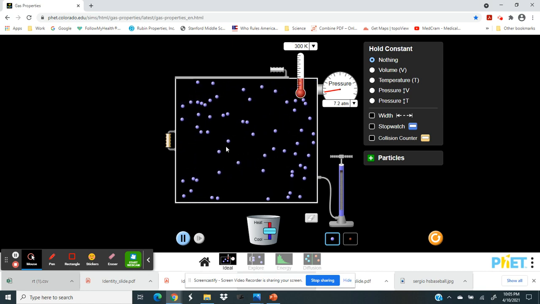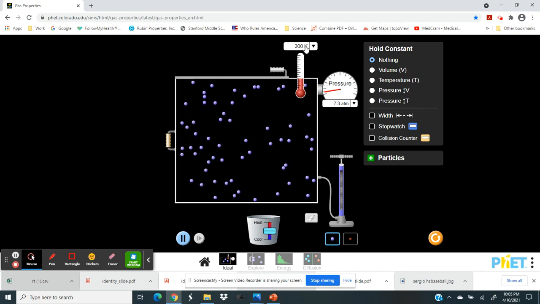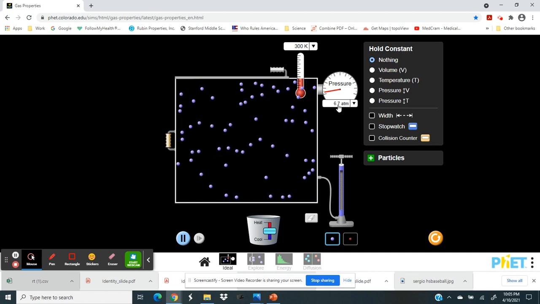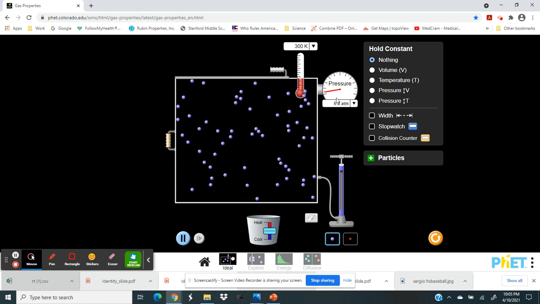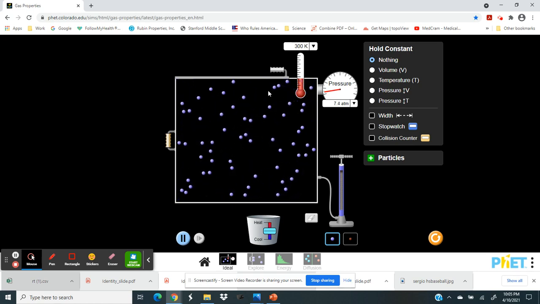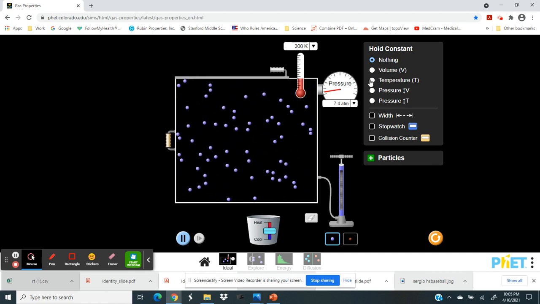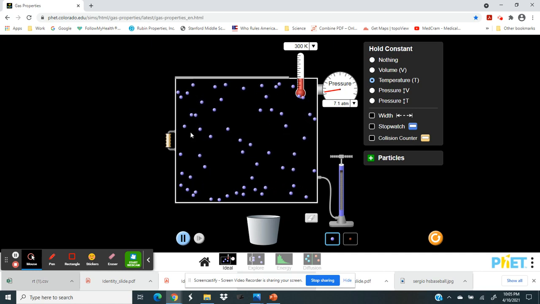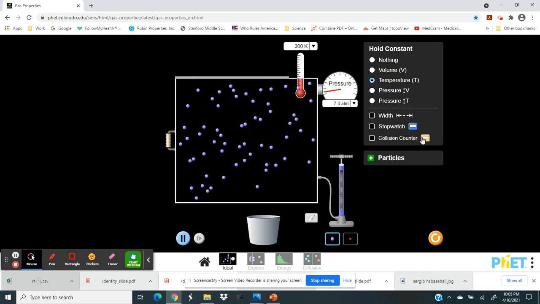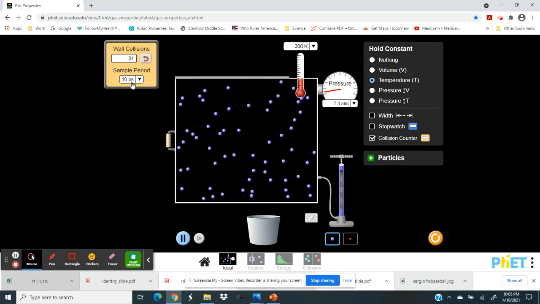Okay. So I have a specific pressure, a specific temperature. Here's my temperature, 300 Kelvin. Pressure, 7.3 atmospheres, about 7 atmospheres or so. And we've got a specific volume I'm sure we can measure if we wanted to, just by measuring length times width times height. I'm going to go ahead and hold temperature constant, so it's not going to change. Well, let's actually see this. I'm going to count how many collisions in a certain sample period.